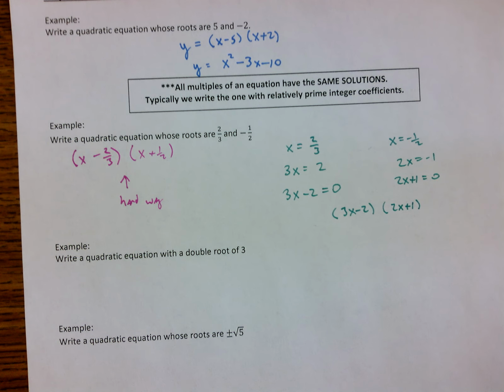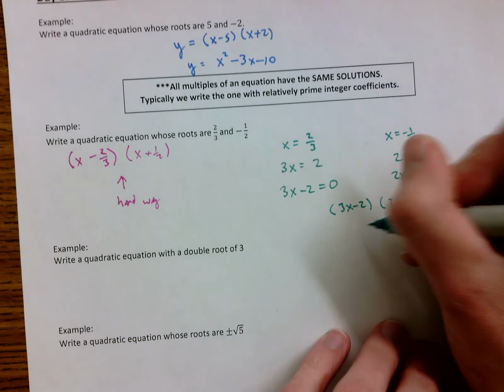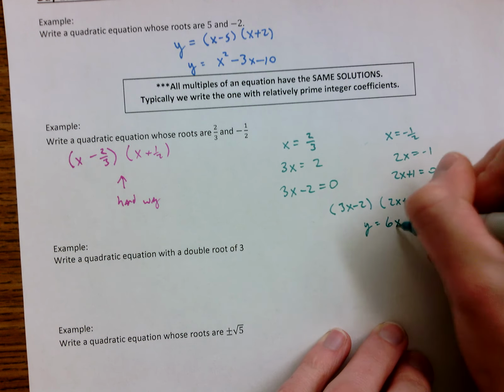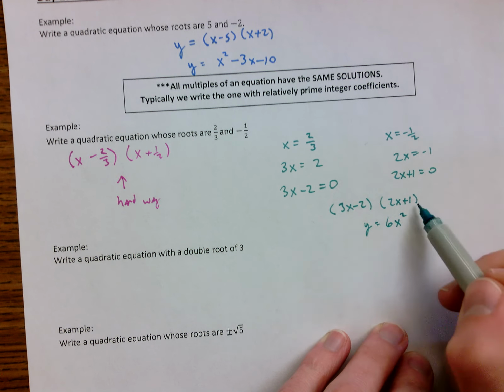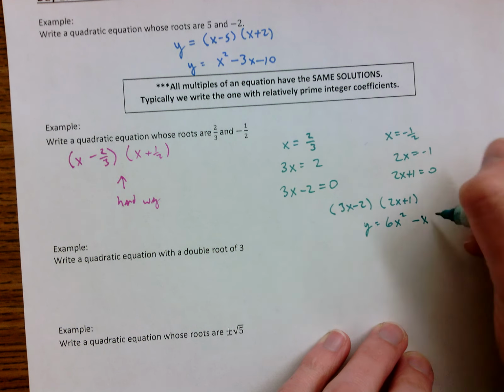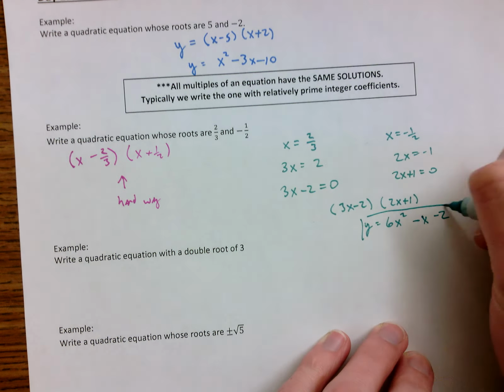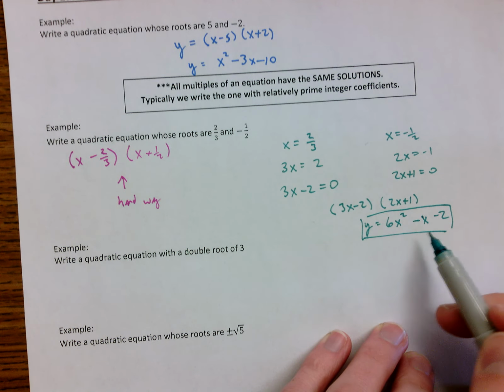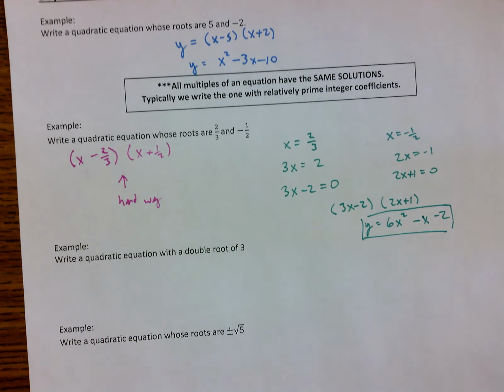So then if I want to get the actual polynomial, all I have to do is just multiply these guys out together. So do a double distributive property, 3x times 2x, that's 6x squared. Then I'd have a plus 3x and a minus 4x. So that's minus 1x and then minus 2. And there we go. We've got a polynomial, relatively prime, right? There's no common factors. And that would have those two given roots.